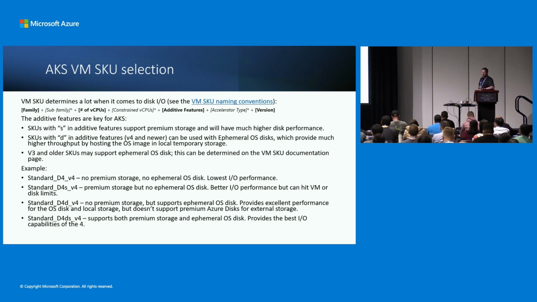I'm not going to hit this whole slide. It'll be available for reference later, but basically in newer SKUs, you want ones that say at least D, because in the second half of the name, that's the signifier for it to be disk full, which means it has that temporary cache disk that you can use for ephemeral OS disk. And if it has the S, that means it supports premium storage. So out of the 4 down at the bottom, the standard D4 DS V4 is the most capable in terms of not having any I/O throttling.